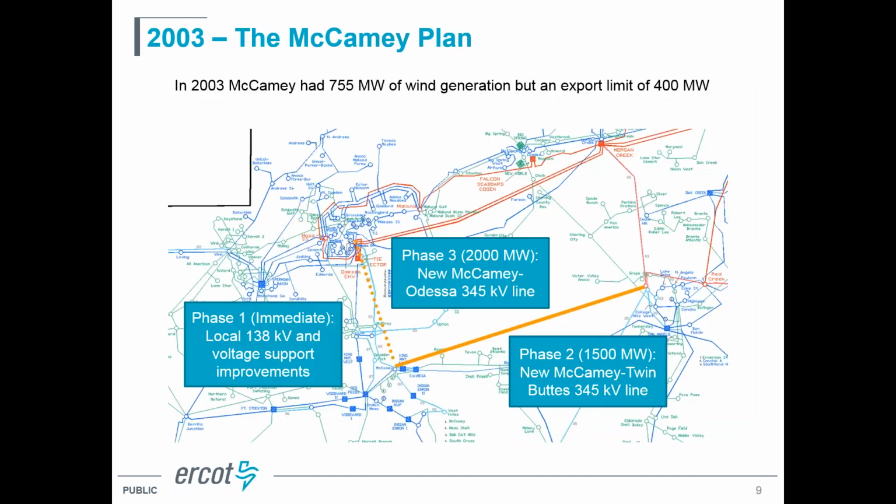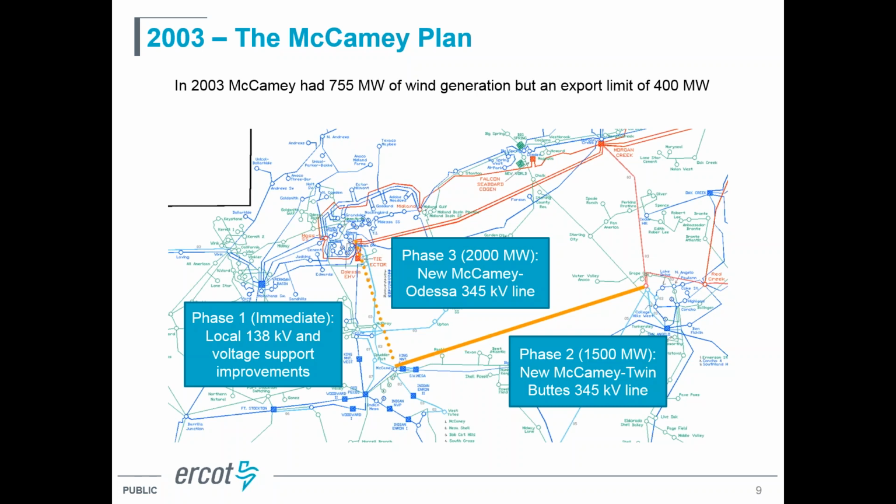So in 2003, we had an area known as the McCamey area. There's a town in the western part of the state, the town of McCamey, and it's known for a lot of wind generation resources in that area. A really good wind regime out there. In 2003, there were about 750 megawatts of wind generation that had been built in that area. But the transmission system in that area could only really handle about 400 megawatts of generation.